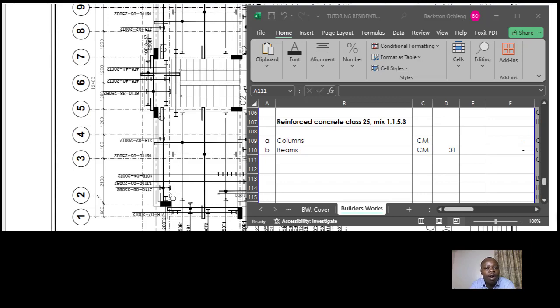Today I would like us to cover the estimation of slab. Over the past few sessions, we've had the privilege of looking into the preparation of bills of quantities, and so far so good. We have done up to the reinforced concrete superstructure.